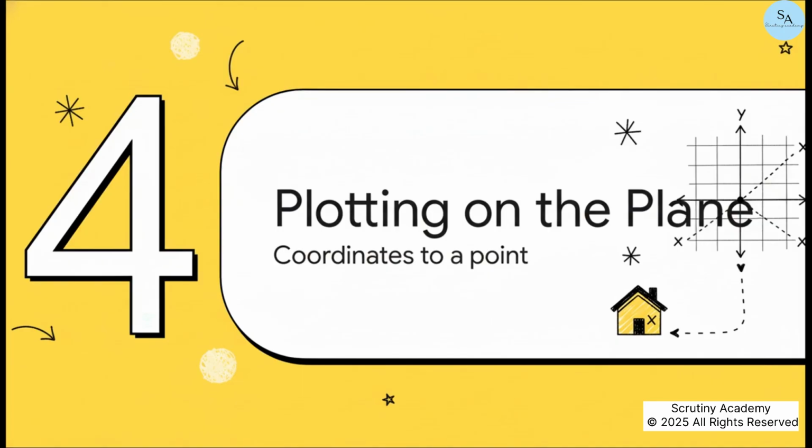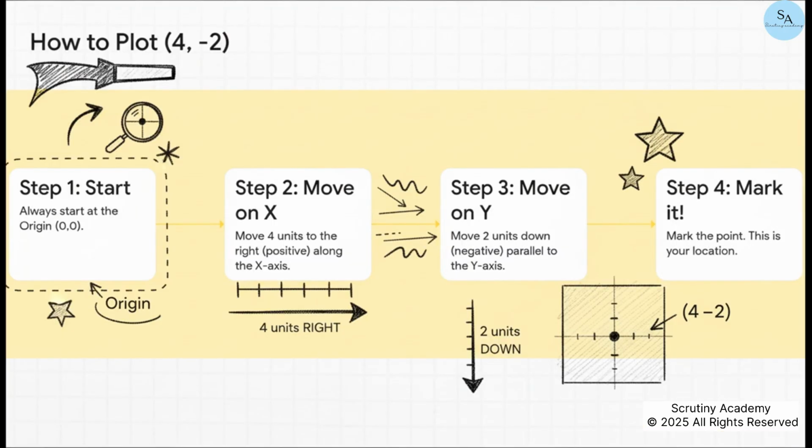Okay, enough with the theory. We know what the grid looks like, we know the language. Now let's do something with it. Let's take a coordinate address and actually find it on the grid. This is called plotting a point. So let's plot the point (4, -2) together.